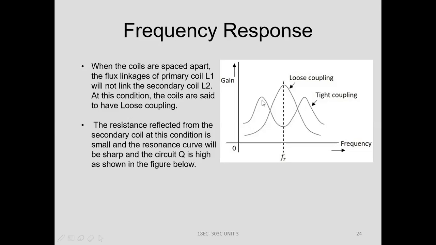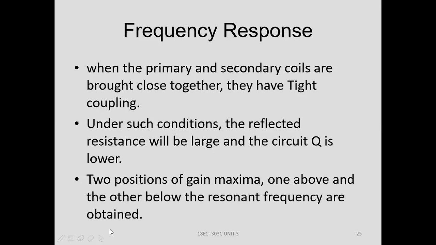And in tight coupling, what is tight coupling? In tight coupling, the two coils are close together. In this tight coupling, the resistance of the second coil L2 is high. With this high resistance, the Q is low. With this, the gain will be maximum at two levels.